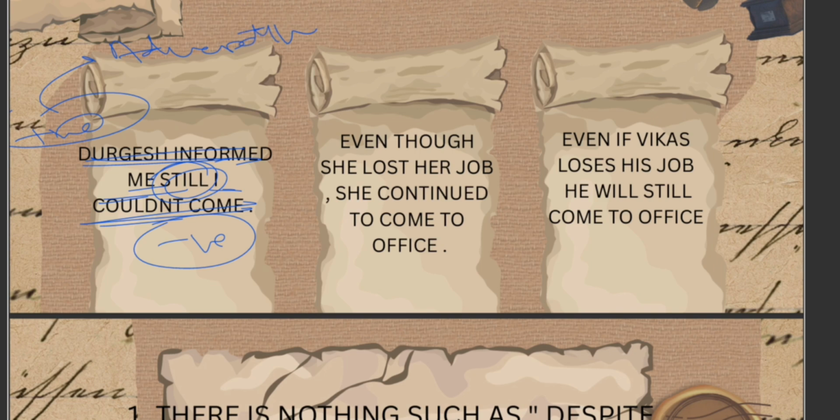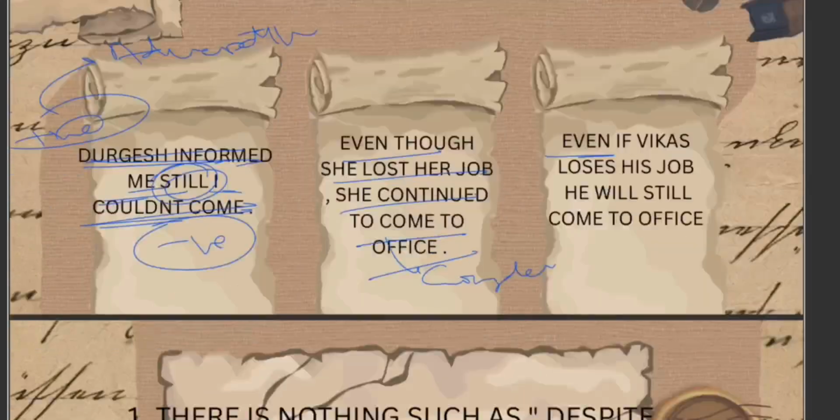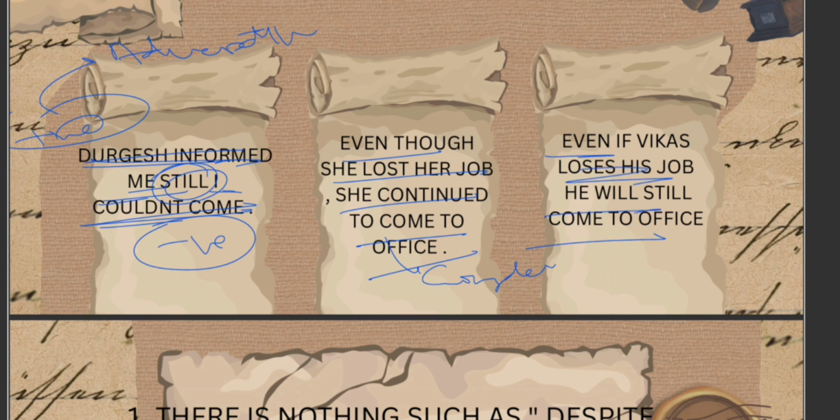Okay. Now, example of even though and even if. Even though she lost her job, she continued to come to office. Okay. Now, this is a complete one. Remember, I told you out here that even though is used to show complete action. Now, even if Vikas loses his job, he will still come to office. Now, out here, the action is incomplete.